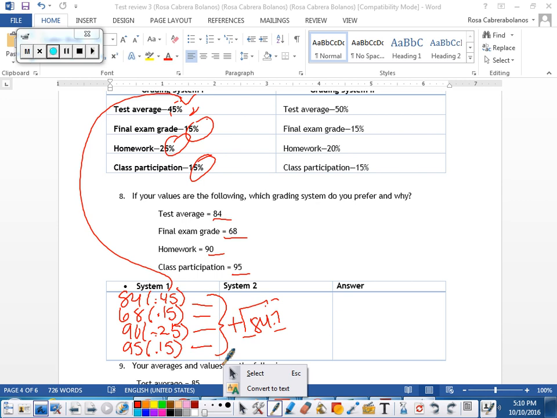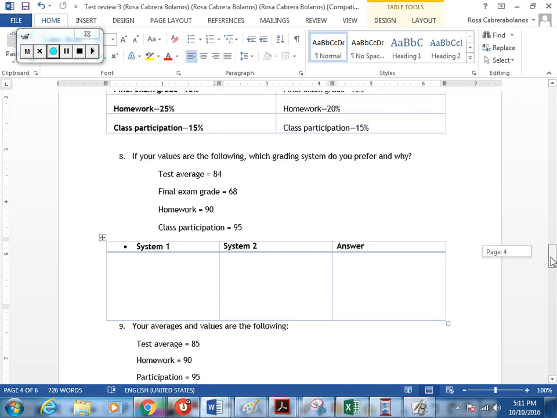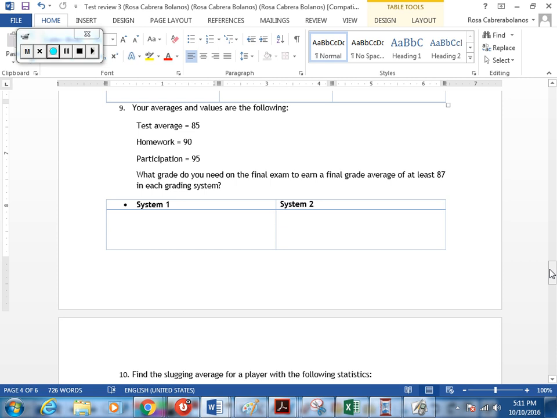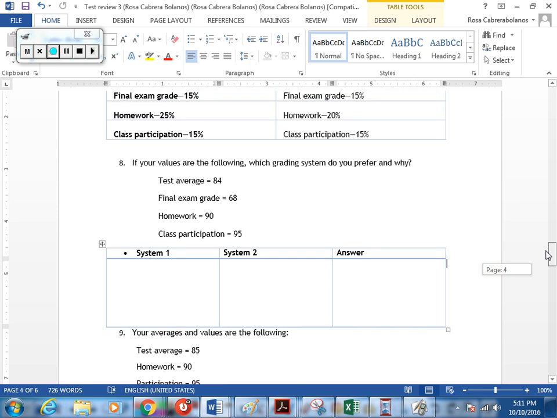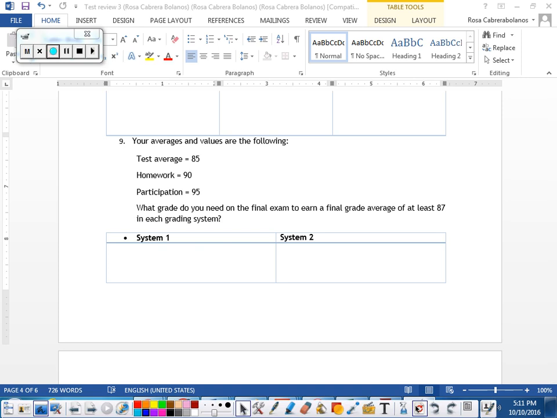And then on the next one, you still have the same idea. You're going to multiply your test average times whatever its percentage was, which was 45, 25, 15. So this one times 0.45, this one times 0.25, and then this one times 0.15. Once you do that, you're going to get some more numbers that you are going to add together, and that is going to give you close to your answer.